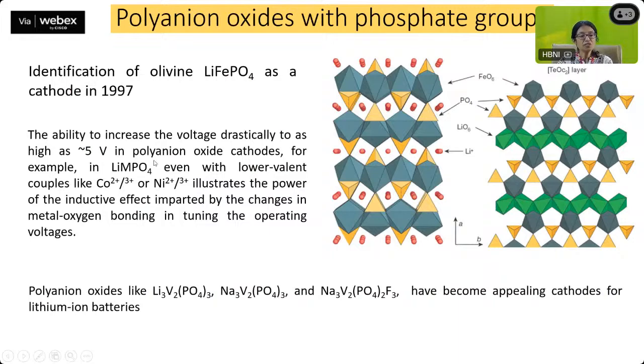The ability to increase the voltage drastically to as high as 5 volt in polyanionic cathodes, for example, in LiMPO4, even with the lower valent couples like Co2+/3+ or Ni2+/3+, illustrates the power of the inductive effect imparted by changes in the metal-oxide bonding in tuning the operating voltages. So polyanionic oxides like lithium vanadium phosphate, sodium vanadium phosphate, sodium vanadium fluorophosphate have become very appealing cathodes for both lithium as well as sodium ion batteries too.